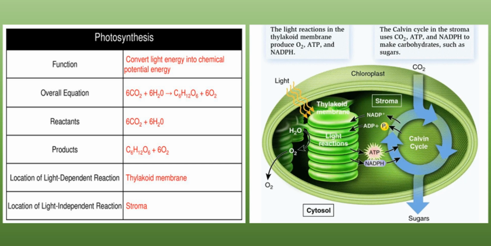And in the light reaction, in the thylakoid membrane, they mainly produce oxygen, ATP, and NADPH. And the Calvin cycle, which is the dark reaction, is performed in the stroma, and it uses carbon dioxide, ATP, and NADPH to make carbohydrates such as sugars. So this is about the photosynthesis process and mainly about its phases.